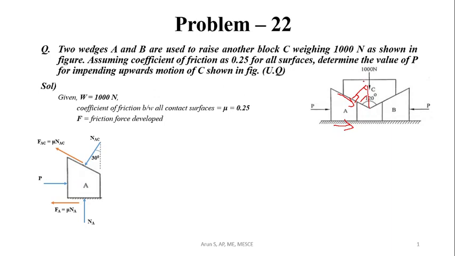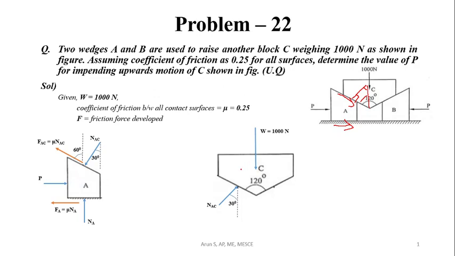Next, we will draw the free body diagram of block C. Block C is represented, and the weight acts through its center of gravity, vertically downward. Now, between wedge A and block C there is a normal reaction, same as NAC but in the opposite direction. So it also makes an angle of 30 degree with the vertical.